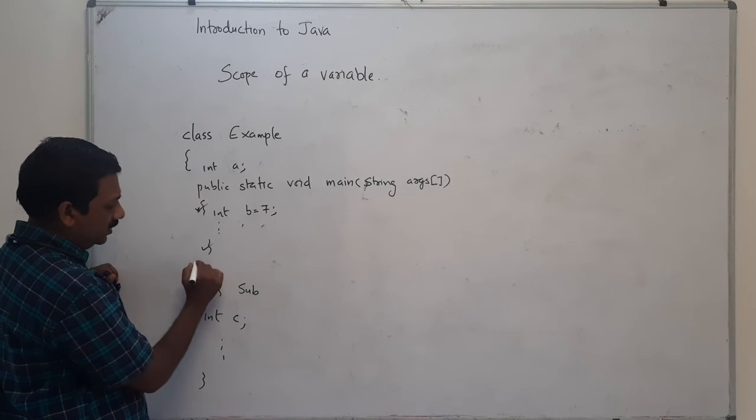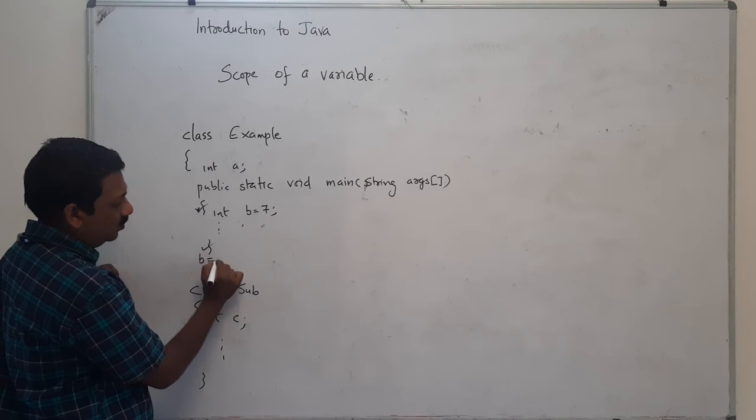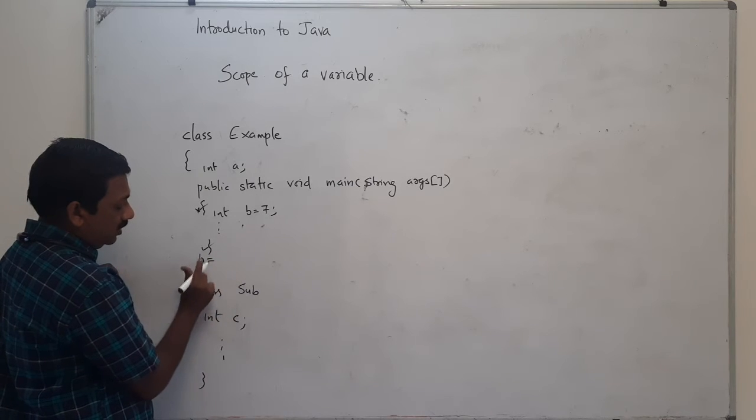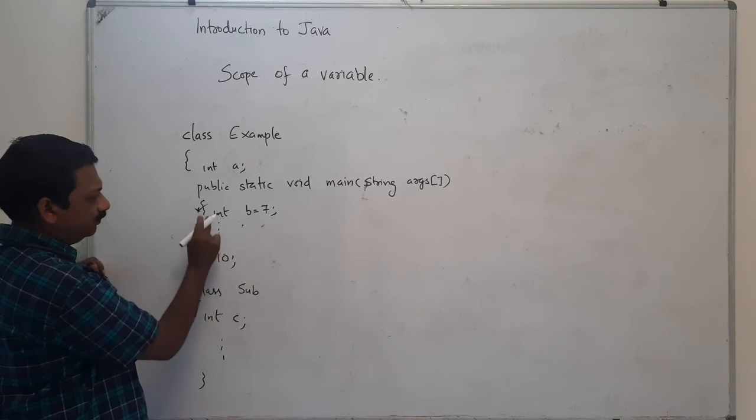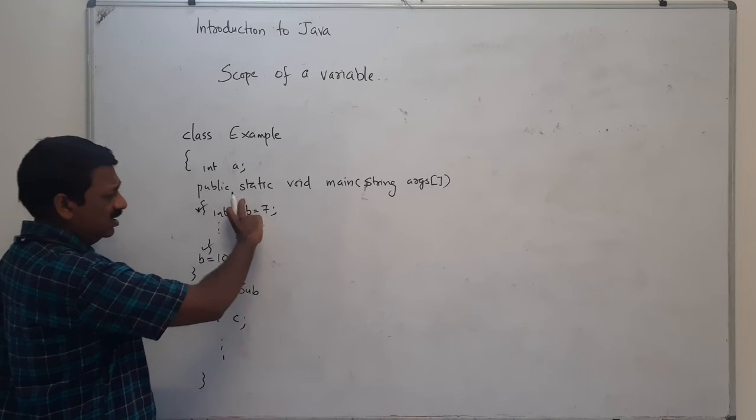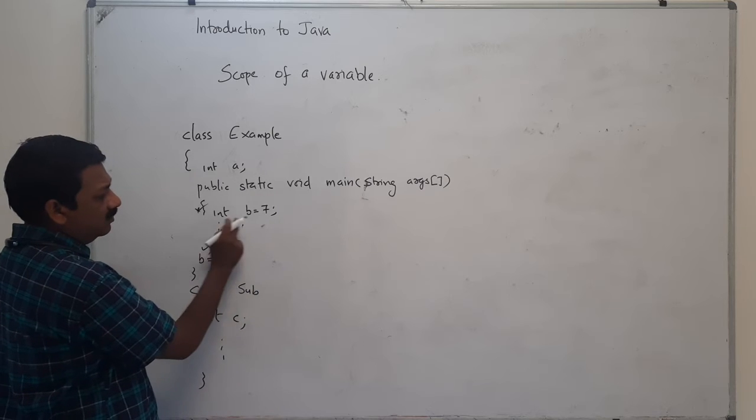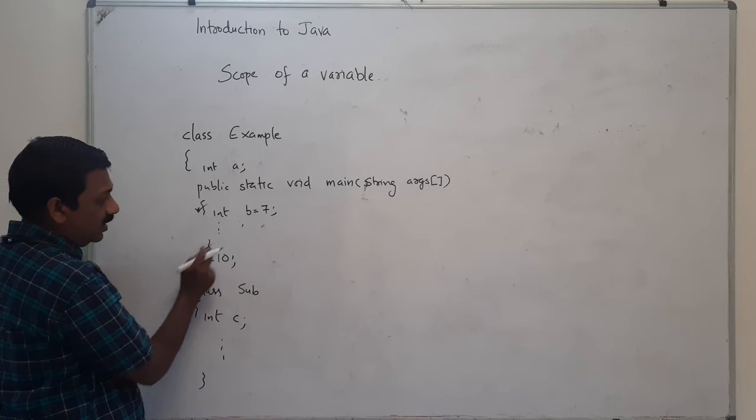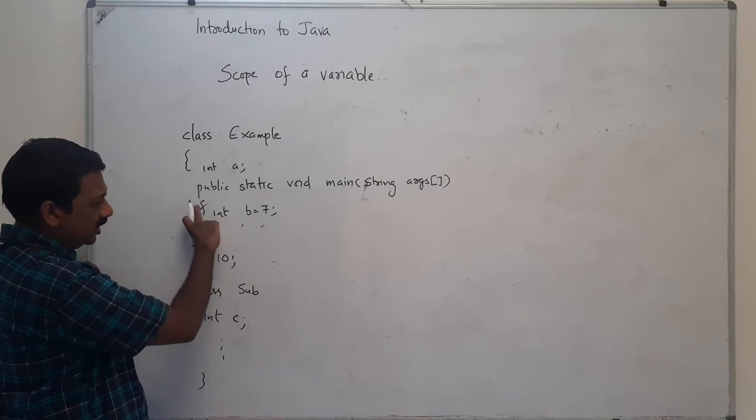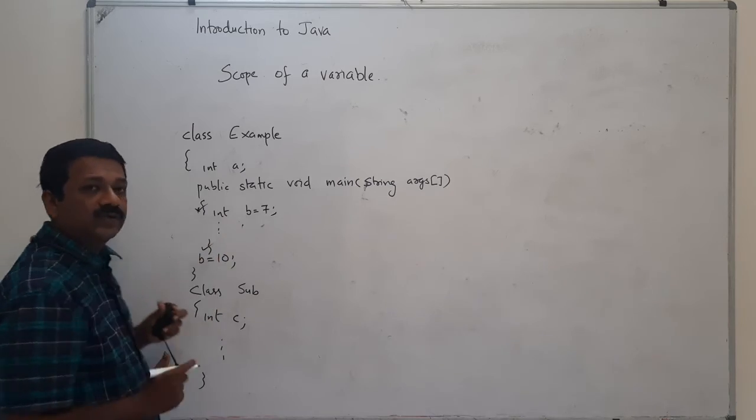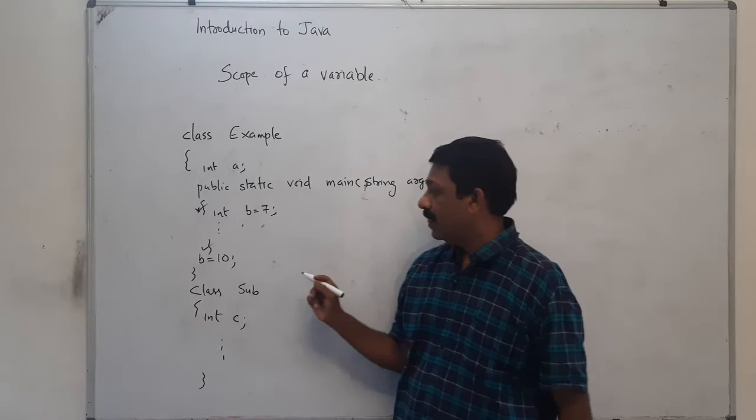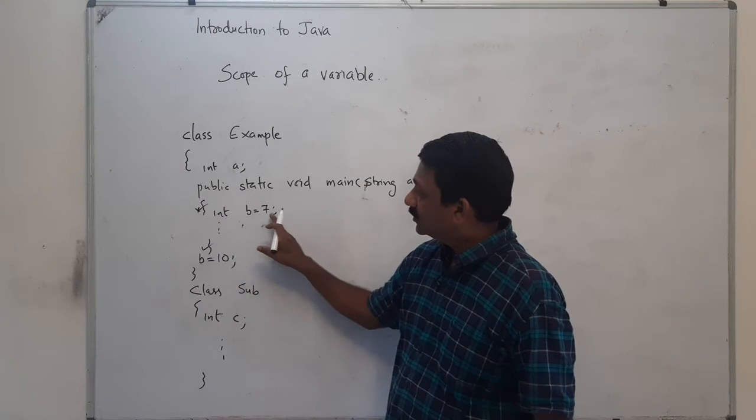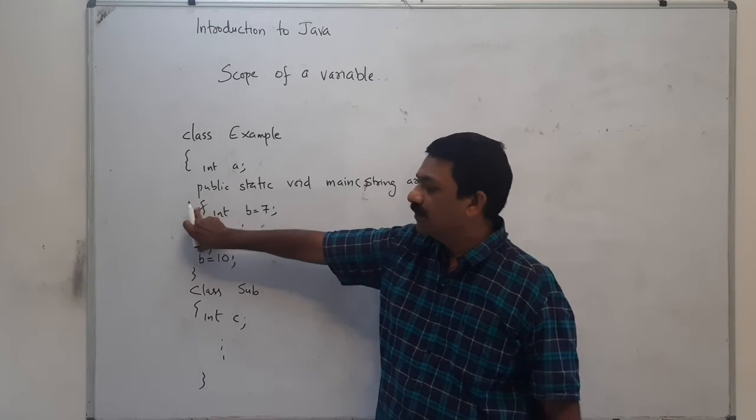For example, after that, if you are trying to have a statement like b is equal to 10, that means inside this you have int b equal to 7, and if you are trying to use that outside this block, then it will generate an error. Why? The scope of this variable b is limited to this block.